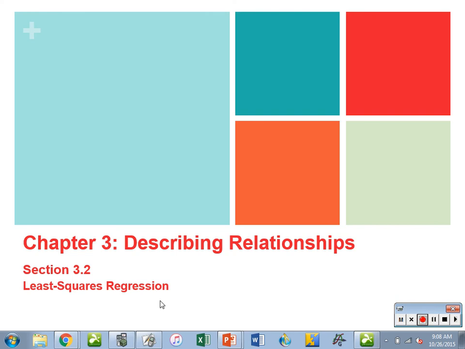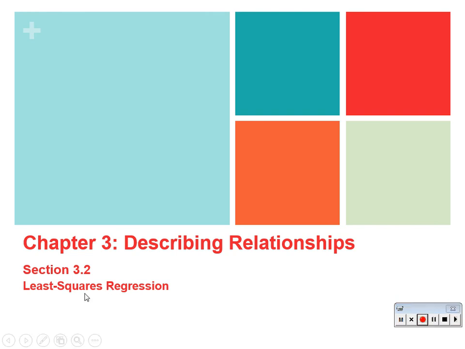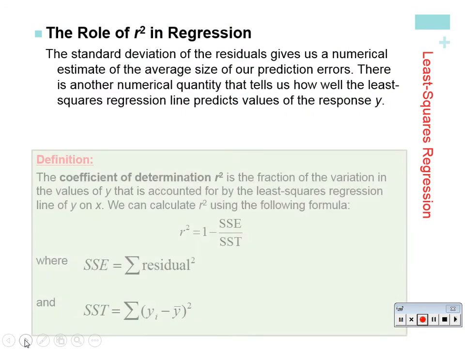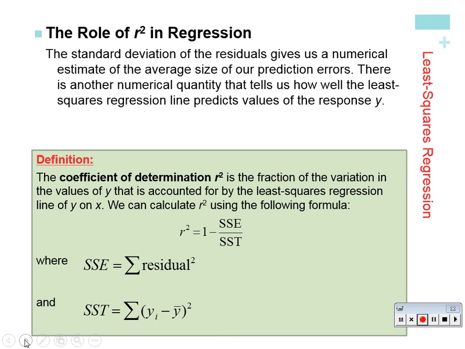So one of the last things we're going to look at in regards to least squares regression has to do with the value of what's called r squared. R squared is referred to as the coefficient of determination, and r squared measures the fraction of the variation in the values of y that is accounted for by the least squares regression line of y on x.